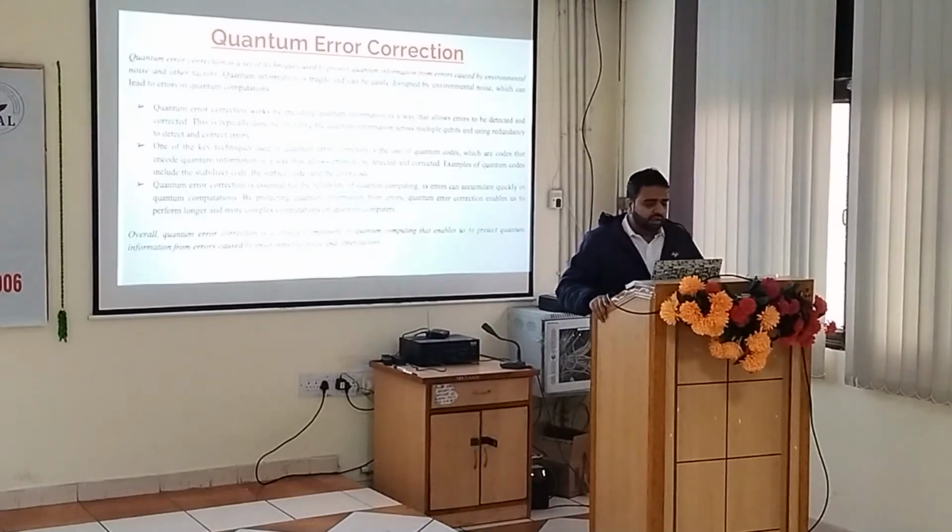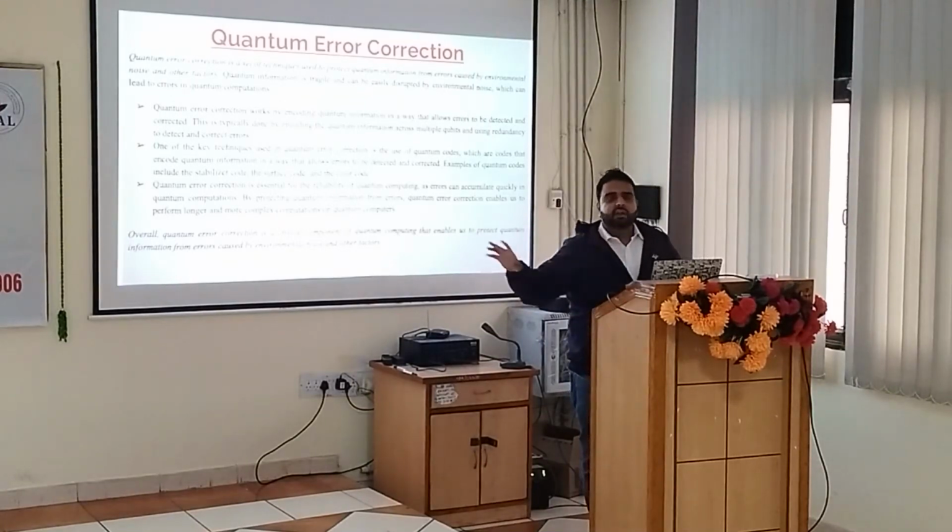How are we correcting the errors? One of the key techniques used in error correction is the use of quantum codes, which are codes that encode quantum information in a way that allows errors to be detected and corrected. It is an entirely different domain how the quantum errors are corrected, how these are identified, and what the correction algorithms are. So a lot of research avenues are there in this area. It has to be explored.